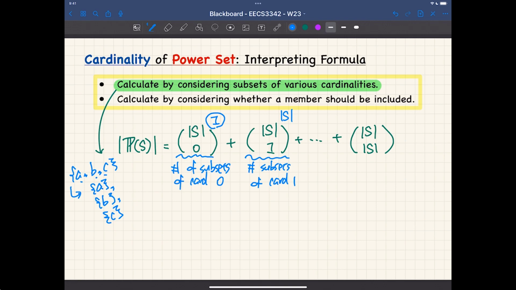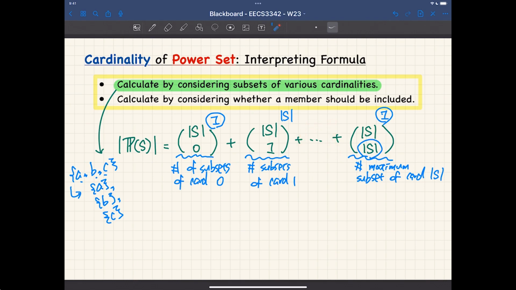And the final one here, choose this many elements from the original set, so to include everything. So it's a maximum subset. Number of maximum subsets: one here, 1. Of course, you got many things in between.